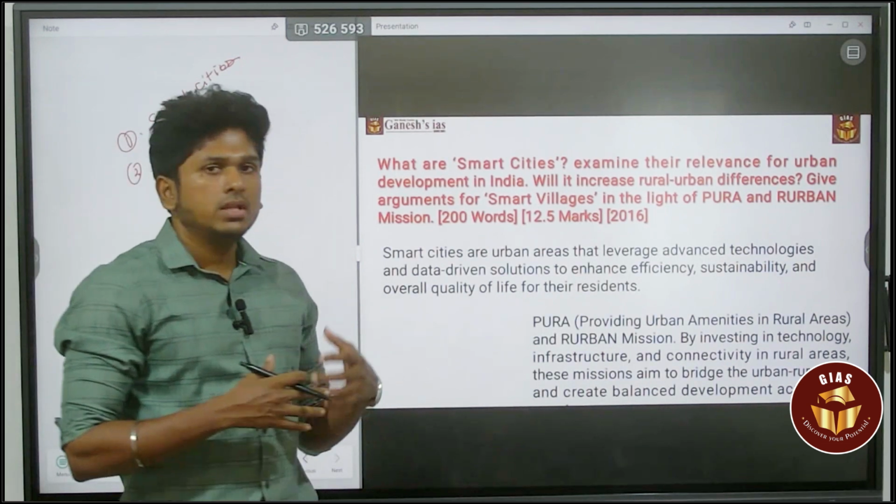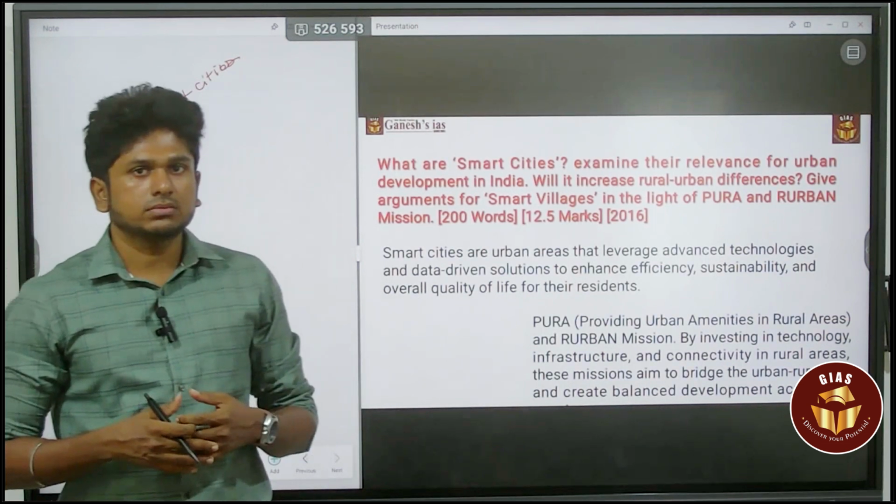So this is the more elaborate explanation about smart cities and the PURA scheme and the Rurban Mission. Okay, thank you.